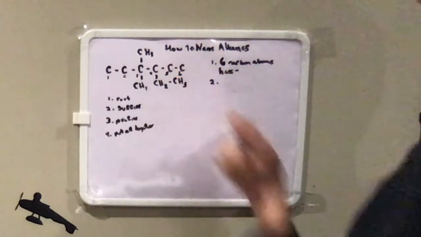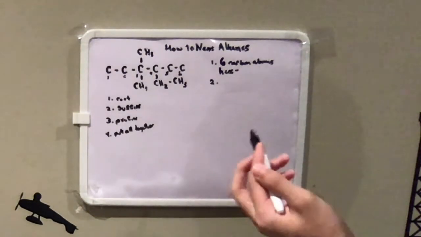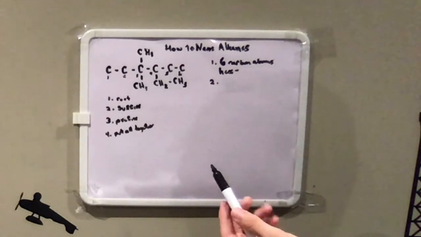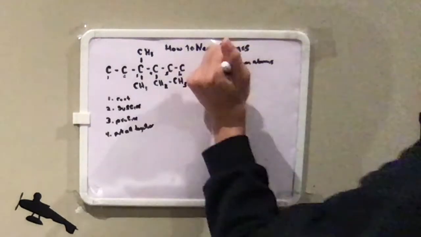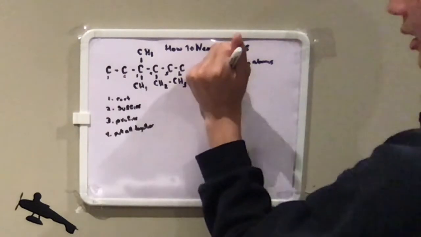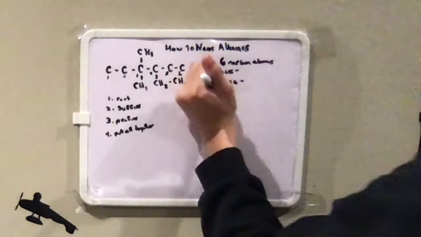And number 2, suffix. So we know that this compound is an alkane because it only contains hydrogen atoms and carbon atoms, and they are all connected by single covalent bonds. So alkanes have all the same suffix, and the suffix is -ane. So that is our suffix.